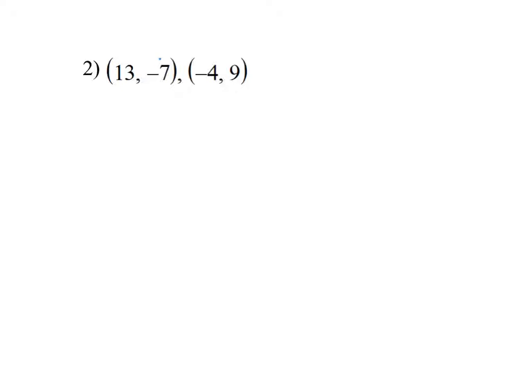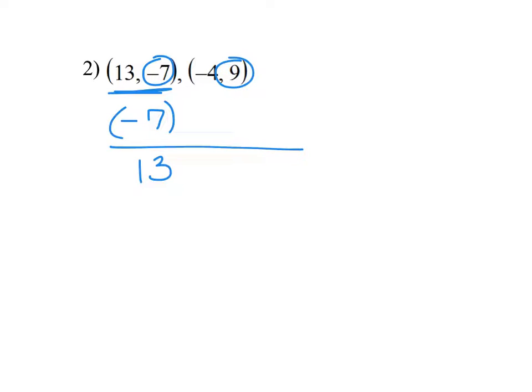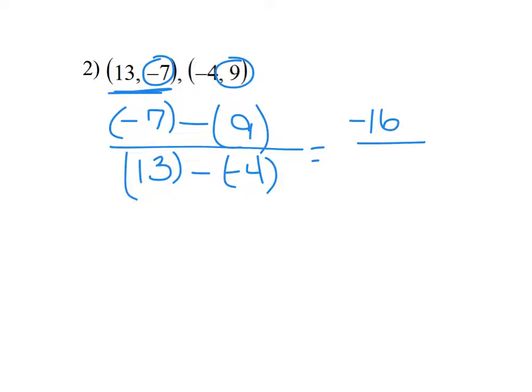So let's just do it again. Circle the y's. Those are the ones that are on top. So the first point is negative 7 over 13. That's this point. Then the second point is 9 over negative 4. Sorry, I forget parentheses, though I like them. And then we put minus signs in between them. So you can see why I did that, because the two minus signs can get confusing. So then you just do the math, and we get negative 16 on the top, positive 17 on the bottom. There's really nothing we can do with that. It's a negative slope. We're good to go.